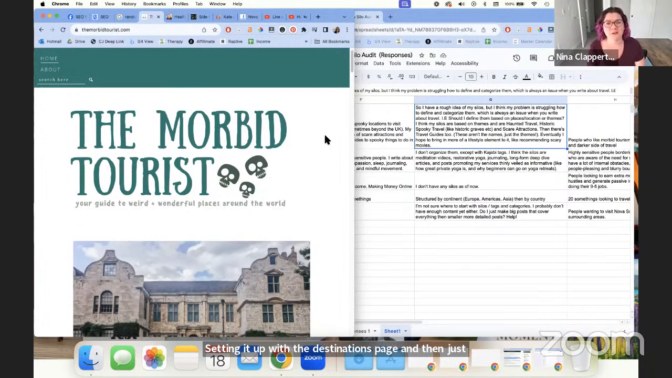Setting it up with the destinations page, and then kind of keeping that as a general dumping ground, even when you want to write content that maybe isn't necessarily spooky travel related. Maybe it's things to do in Bath, but then you happen to mention a couple of haunted things. That's okay, but it won't really fit in the haunted travel page. So then it can fit on that other page, and it's still tangentially related. So I think that would be the best way we can do this one.